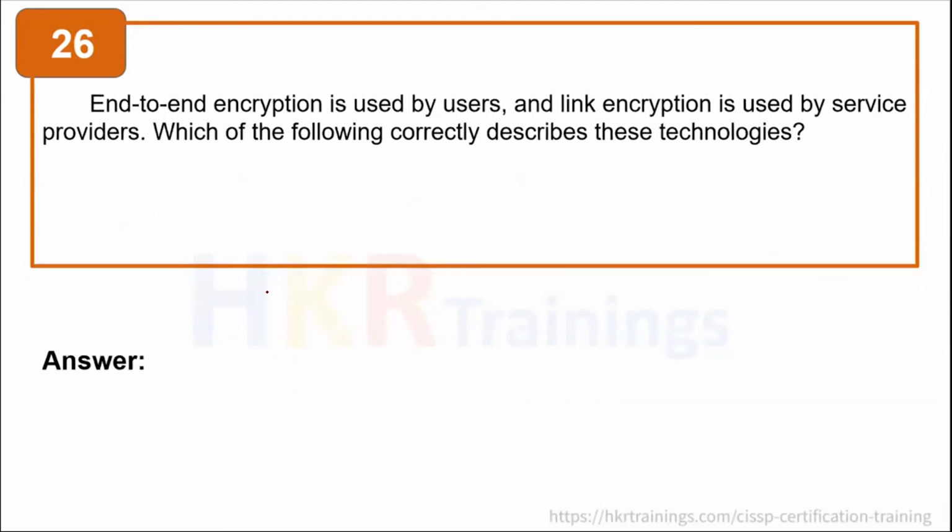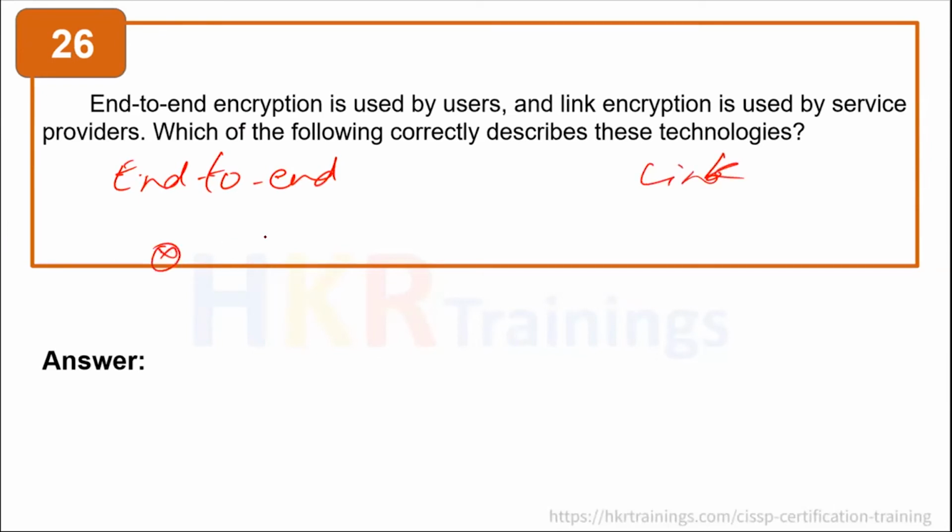Now moving on to the 26th question. End-to-end encryption is used by users and link encryption is used by service provider. Which of the following correctly describes these technologies? So let me explain end-to-end encryption and link encryption to you, and I hope after this you'll be able to solve it.